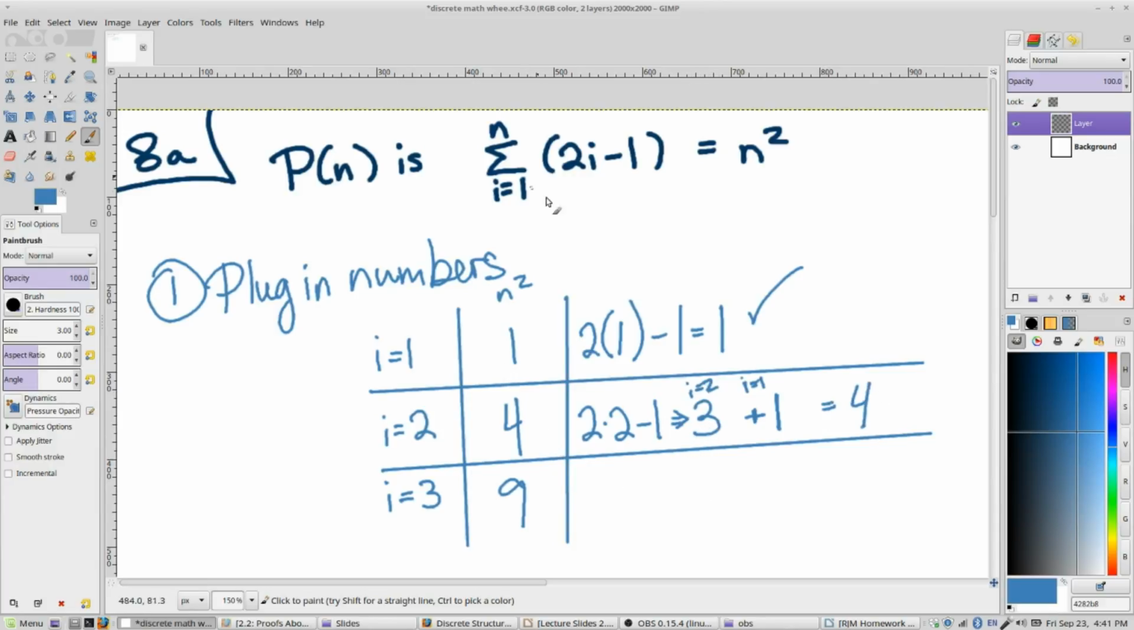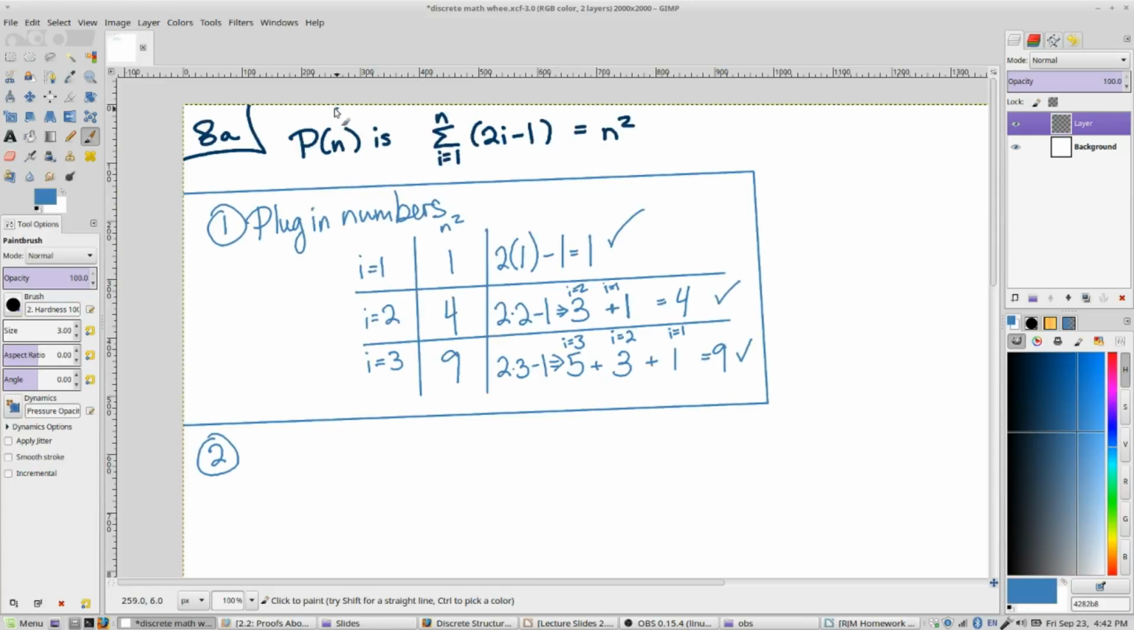Okay, and again, we can plug in 3. So 2 times 3 minus 1 is 6 minus 1, which is equal to 5. So this is i equals 3, and we also need to remember to sum it with the previous two numbers. So i equals 2 is going to be the 3, so plus 3, and i equals 1 is going to be our 1. So 5 plus 3 is 8, plus 1 is 9. So these both check out.